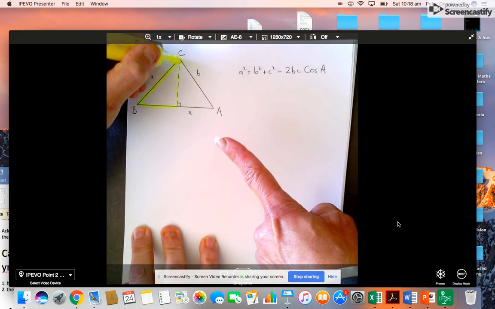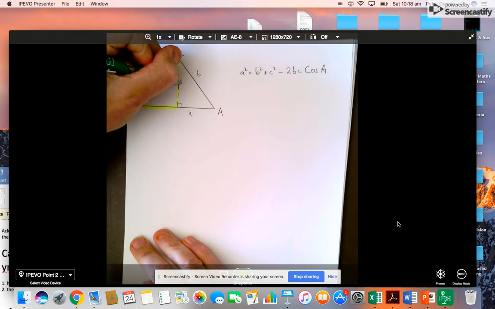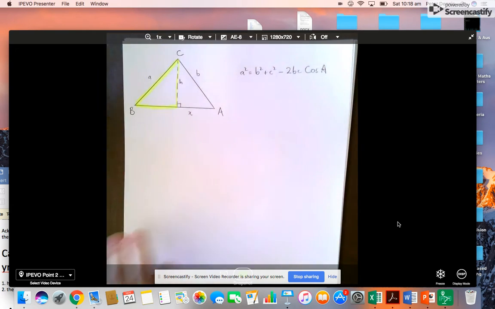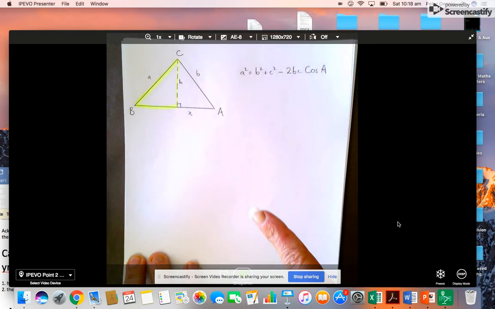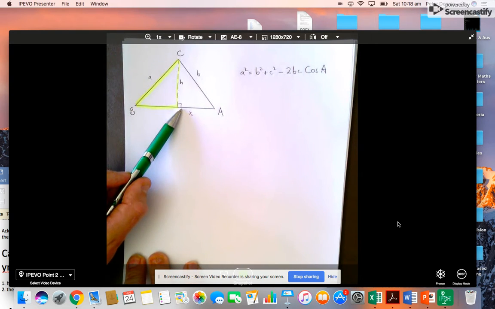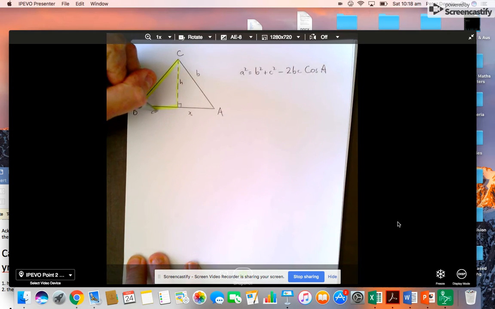And just as I've done every other time, I've dropped this height. That's why I like the way to do these, because we do it the same every single time. We drop the height and we allow everything to equal this. This is angle B, so this is side B. Angle A, so this is side A. This is angle C, so this is side C. So if we let this be X, this is going to be C minus X.